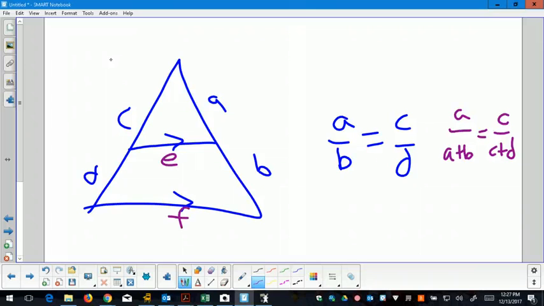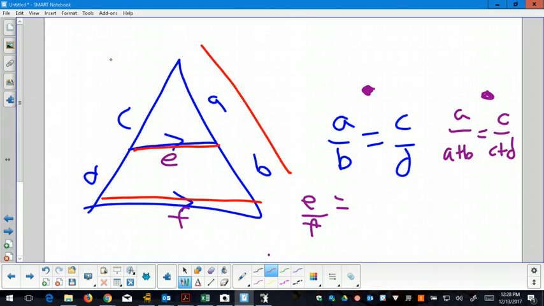What if I have E and F? If I have the ratio of E to F, do I want to use a ratio from the blue or a ratio from the pink to complete that proportion? Yes? Pink. Has to be the pink, because this is a full side length and this is a full side length, so therefore I have to do a full side length and a full side length. So if I were doing with A and B, it would be A from the small triangle over A plus B from the larger triangle.